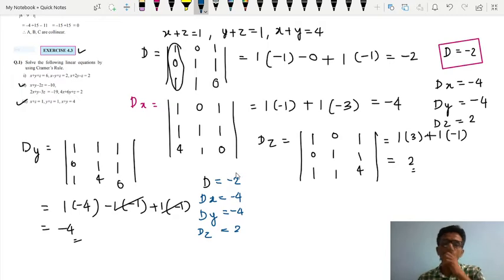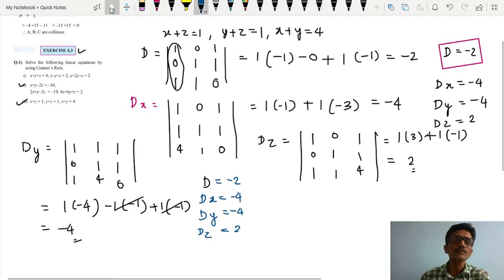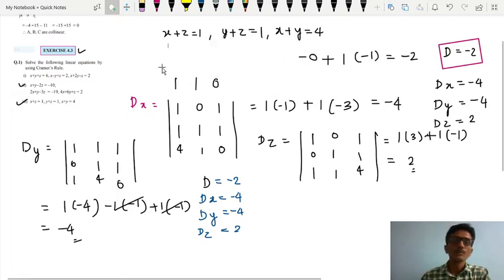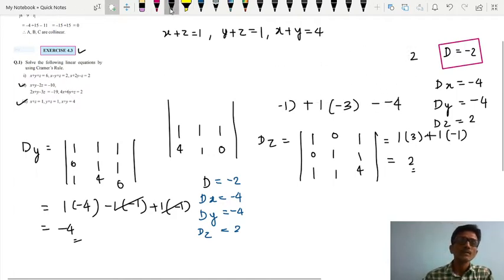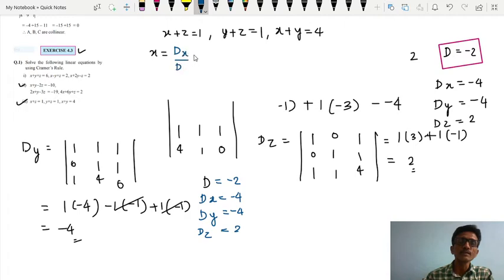So now let us find x, y and z. Students, x, y, and z we will find now. So x is equal to dx upon d. What is dx? Dx is minus 4, d is minus 2. It is equal to 2.